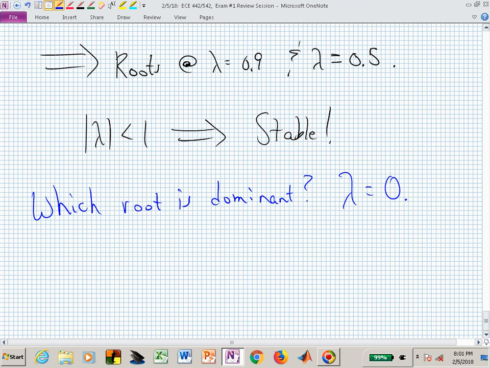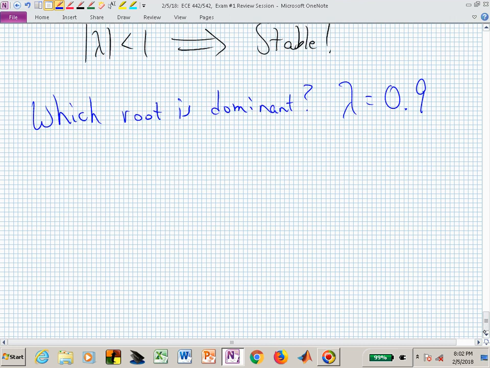So, you were correct. The dominant root is at 0.9. That's the closest to 1. That one decays the slowest. That's the slowest. That's the dominant. What's the settling time?